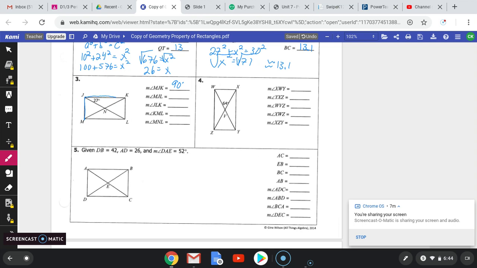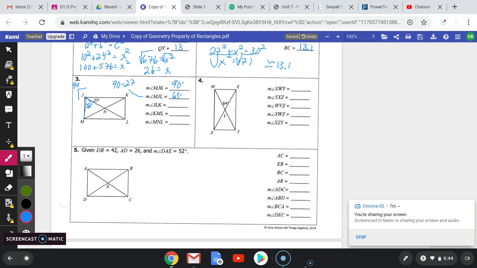What's MJL? Well, if I trace that out, MJL will be this part right here. Just like before, if I knew this entire angle measure and I know part of it, I could figure out the other part because 2 parts make up a whole. Well, I know the whole thing is 90. So to find MJL, I'm going to take 90 minus 27, and that's going to give me what? 63 degrees. So 63 is right here.